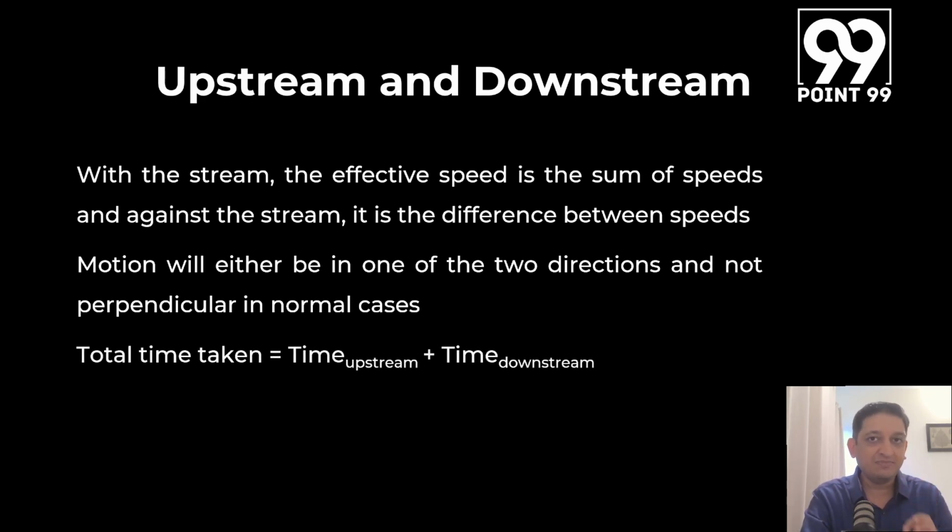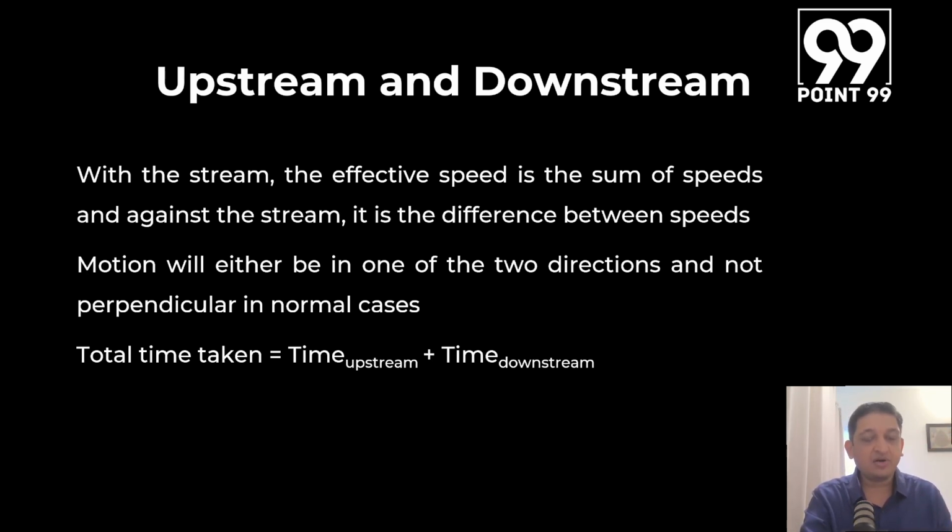Also, one very simple formula that you always have to keep in mind is total time taken. If there is some person or some object or some boat that is at one point, goes till another point and comes back, one of the directions will be upstream, the other direction will be downstream. Then we have to use this formula. The total time taken is going to be the time taken to go upstream plus the time taken to come downstream.